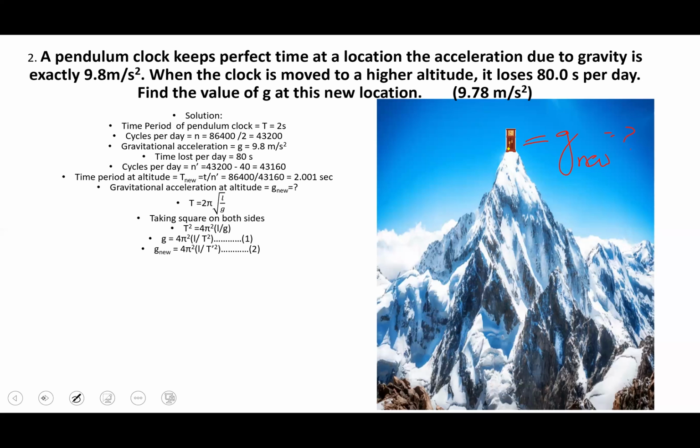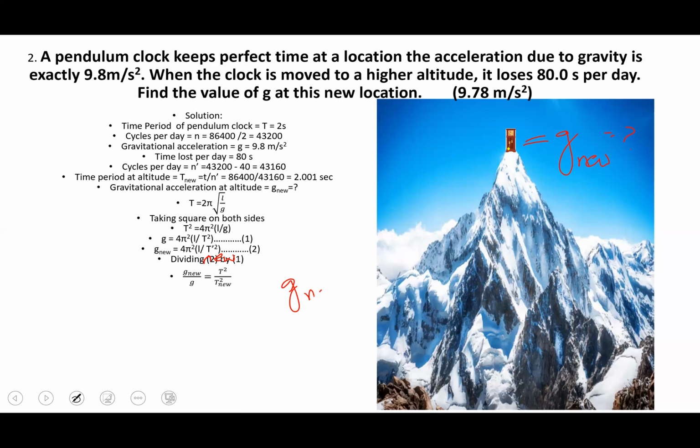And similarly for the new value of g, it will be g new is equal to 4 pi square L divided by T new square. Actually, this is a new time period which we have to use in equation number 2. So when we divide these two, what do we get? Dividing equation 2 by equation 1.